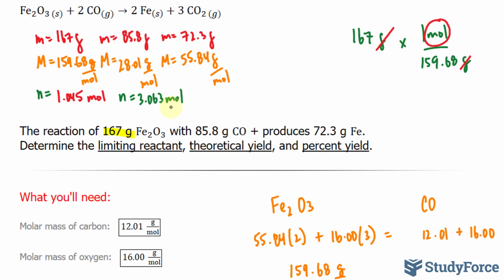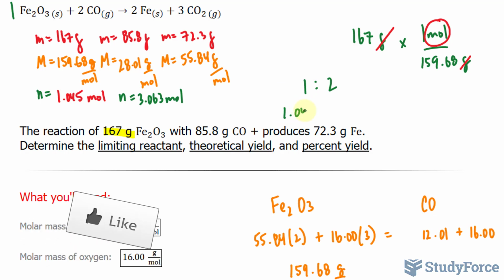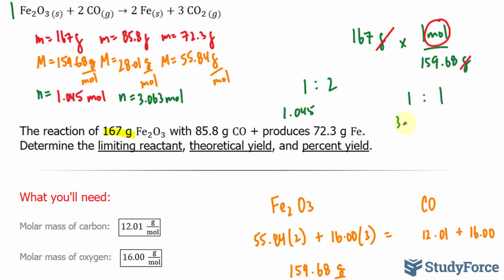Now that we found the moles, we can go on to decide what the limiting reactant is. And we do that by setting up 2 ratios. One ratio will compare the amount of moles of this to this, and notice that we have a 1 in front and a 2 here, so it's a 1 to 2 ratio. And I'll write down the number of moles right underneath this, 1.045, because this column represents Fe2O3. Another one of my ratios will compare carbon monoxide to iron, and it's a 2:2 ratio, or in other words, 1:1 ratio. And I'll write down 3.063 underneath here.